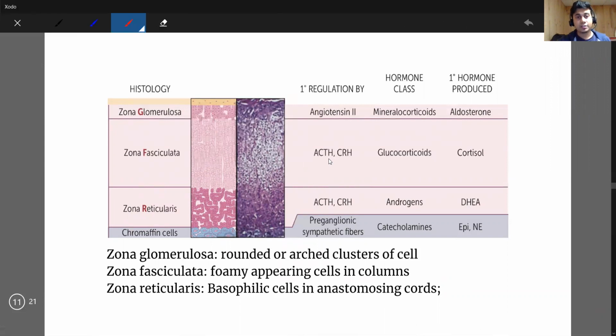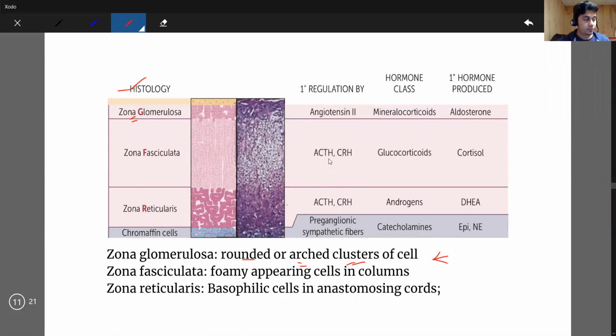Right, as you can see, histologically this adrenal cortex is divided into three areas, and functionally, these divisions are also true. The outer layer is the zona glomerulosa. The cells of the zona glomerulosa are rounded or arched clusters of cells.